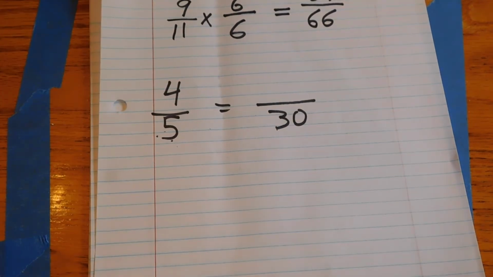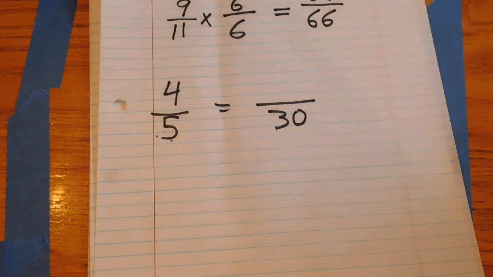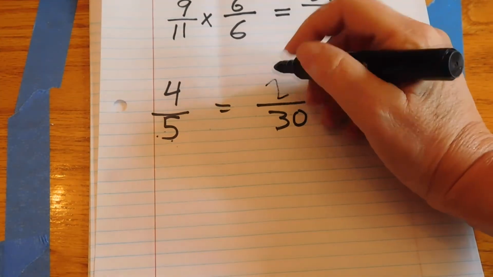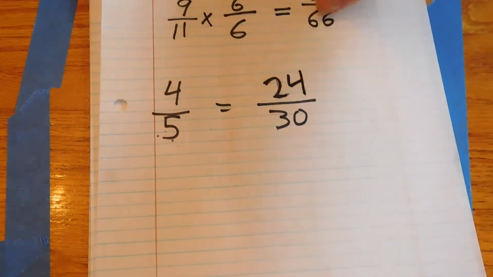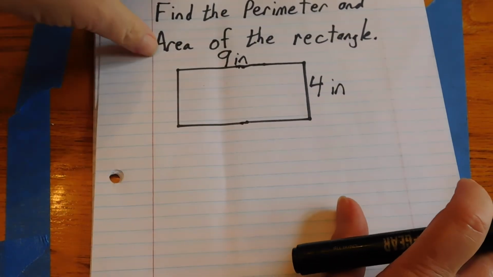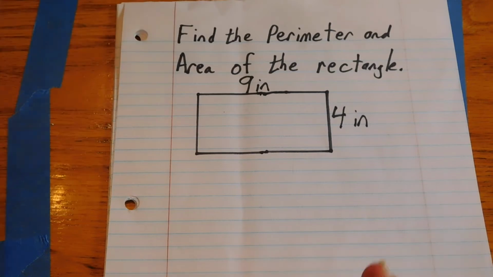So now that we finished the last of the problems that we helped Dot with, we got 4/5 equals 24/30. That's all the lessons for this week, but I did want to review something that we've been working on for a few weeks just to make sure that you understand the proper protocol for it. So this is about finding the perimeter and area of rectangles.